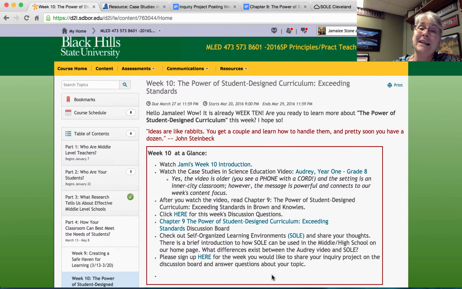But what we're going to get into is The Power of Student Design Curriculum. I love this book, and I really do. I hope you're enjoying this class as much as I am. I've learned so much, and hopefully you will be able to take many of the ideas and apply them to your future or current middle level classroom.